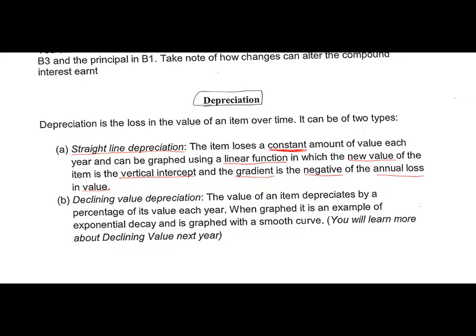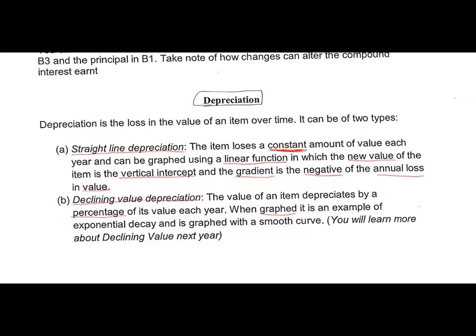The other type of depreciation that we get is declining value depreciation. In this case, the value of the item goes down by a percentage of its value each year. So for example, it could lose 15% of its first year value in the first year, and then 15% of that new value in the second year, 15% of that new value in the third year, and so on and so on. When we draw a graph of the value of the item in this case, it's an example of what's called exponential decay. It's graphed with a smooth curve.